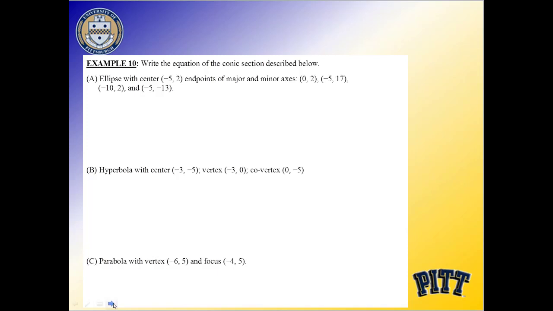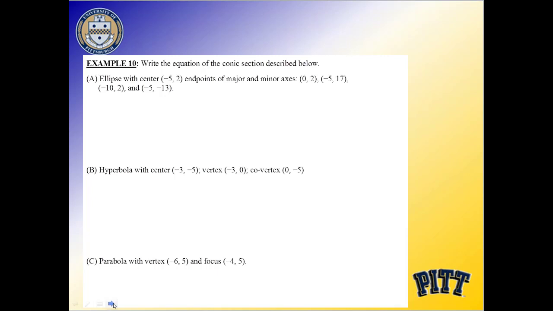So when I look at example 10, if you're asked to write the equation of a conic section, then typically you're going to end up writing it in one of those standard forms that we just showed on those previous two slides. What you're being given is information that you're going to basically fill in, like puzzle pieces, okay? And as you fill in each part, you're getting closer and closer to the final result.